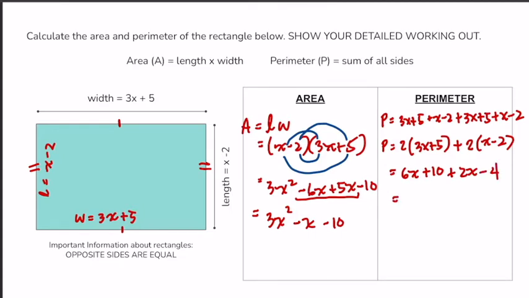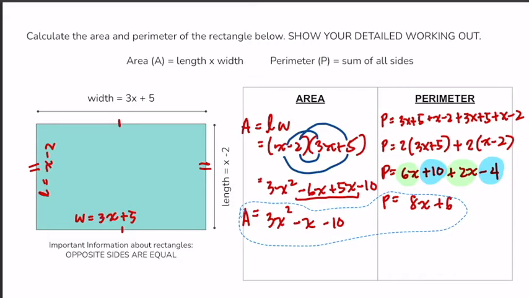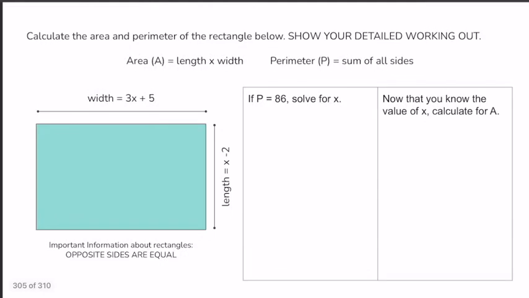And then simplify, okay? So these two are like terms. And these two are constants, and therefore they are like terms as well, which gives you 8x plus 6, okay? So P, or the perimeter, is 8x plus 6, while the area is 3x squared minus x minus 10. Now, I am going to copy this because we're using this for the next question.